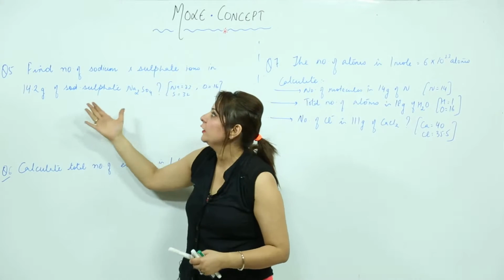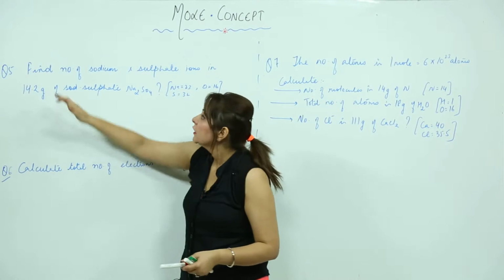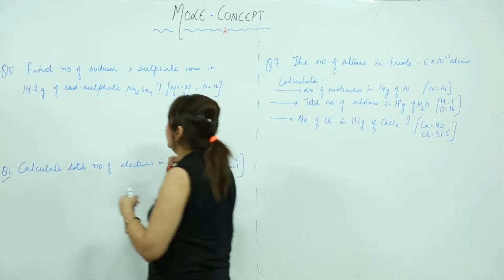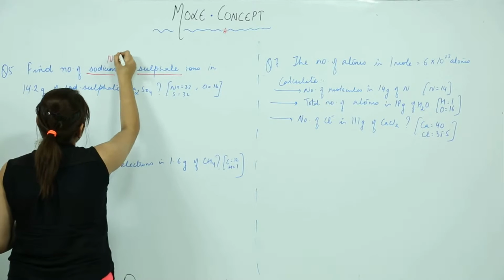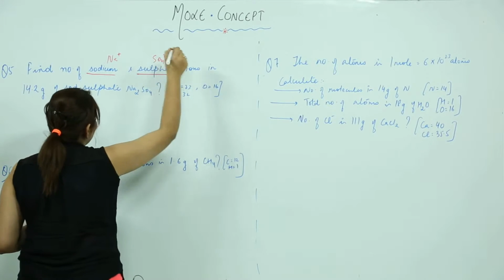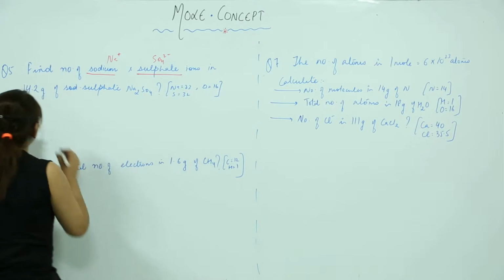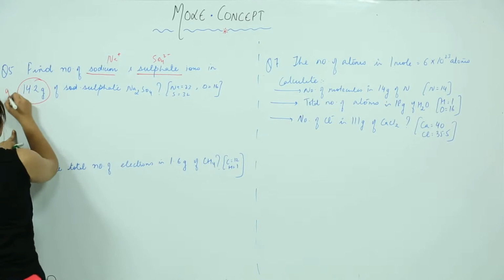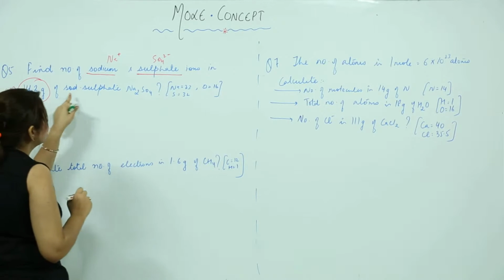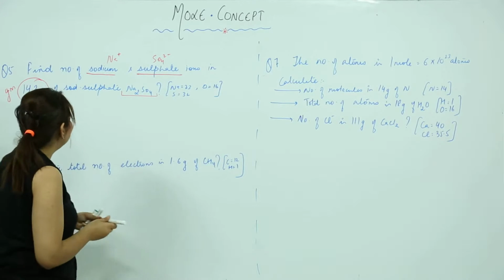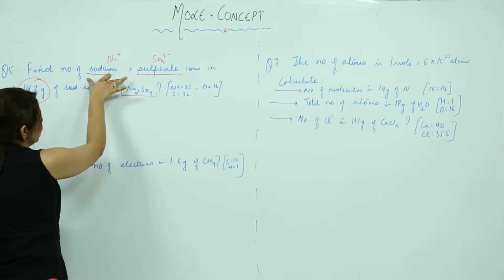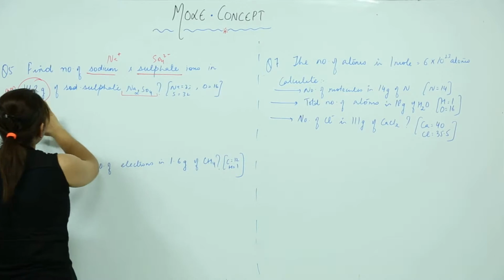Now what is there in the question? We need to find the number of sodium and sulfate ions in 14.2 grams. So this is our given mass of sodium sulfate, which is Na2SO4, right. So we need to find the number of sodium ions and sulfate ions in this.